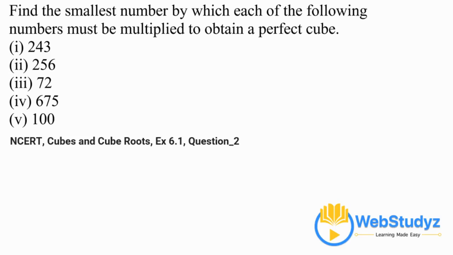So we have found out the smallest number by which each of the following numbers must be multiplied to obtain a perfect cube. So hope you understand it well.